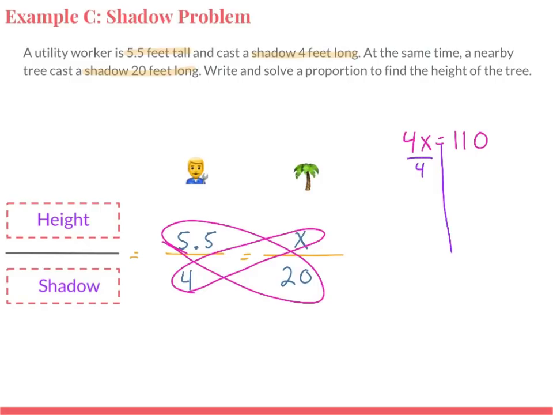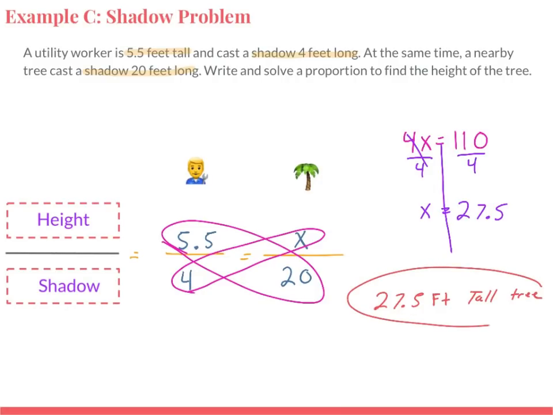We're going to use the inverse operation of multiplication, which is going to be division. 4 divided by 4 is going to give us 1, or 1x, and 110 divided by 4 is going to give us 27.5. But this is a word problem, so we're going to need some sort of word answer. So in this case, we have 27.5 feet is how tall our tree is. So 27.5 feet tall tree, so that we know we're talking about the tree.